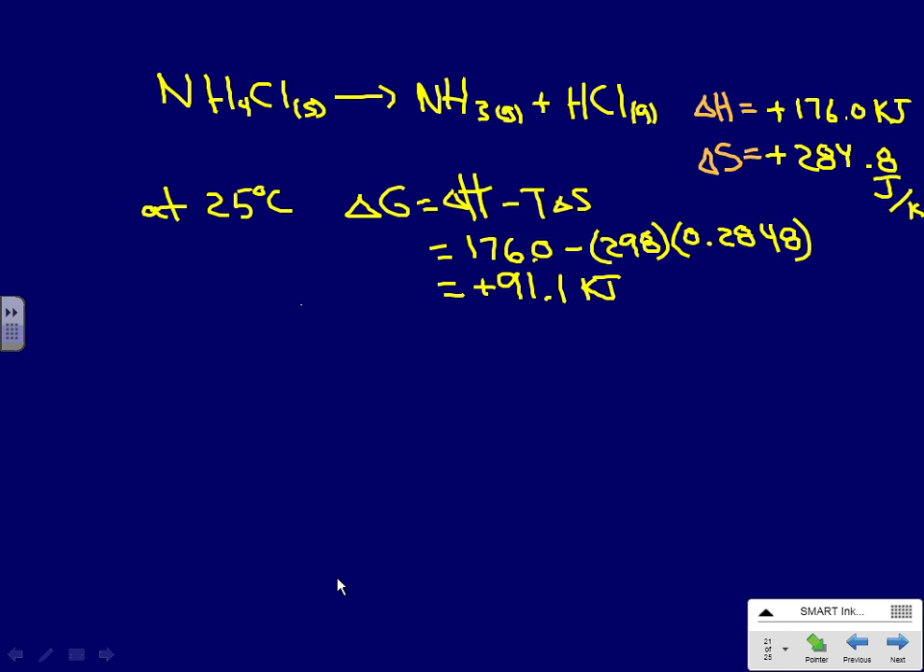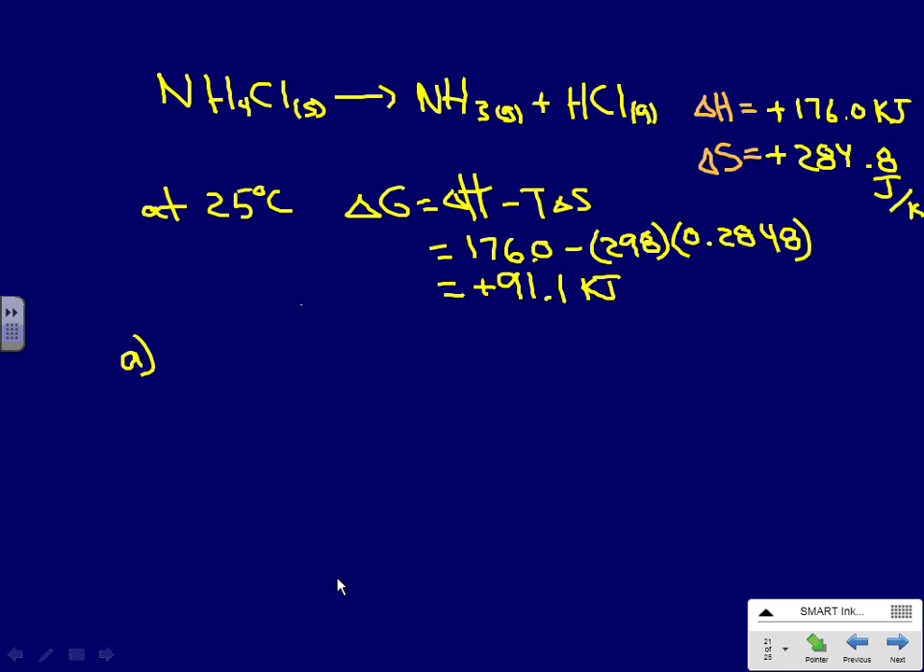So at 25 degrees Celsius, this positive part of the delta H is bigger than this negative chunk from the delta S. That makes this positive, which means at 25 degrees Celsius, is that reaction going or is it not going? It's not going. It's a positive delta G. Positive delta G's don't go on their own. So at 25 degrees Celsius, this is not spontaneous.